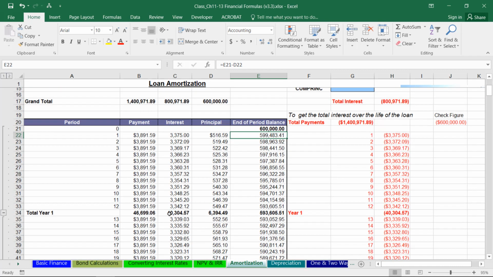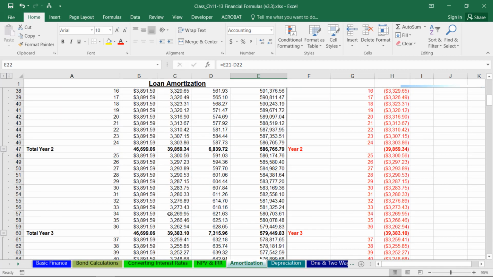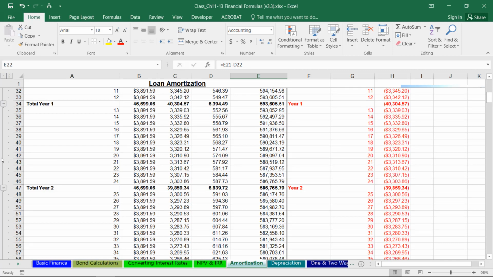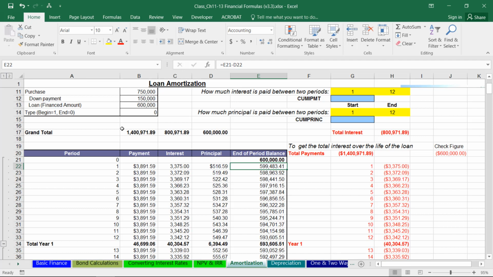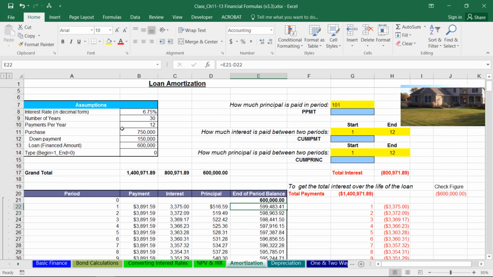This then is just copied on down, and here we've done it for 30 years. I've used grouping over here on the side. You can see the total by years. Also, up here at the top, you see that we'll pay a total of $1,400,971.89 on that loan of $600,000. That will include over $800,000 in interest on that $600,000 loan, and of course the principal. Take a look around and play with this table.